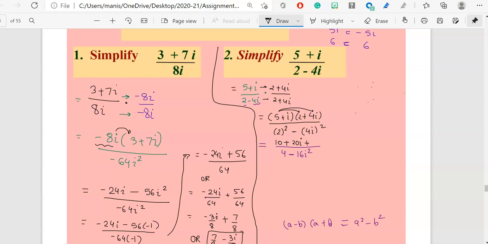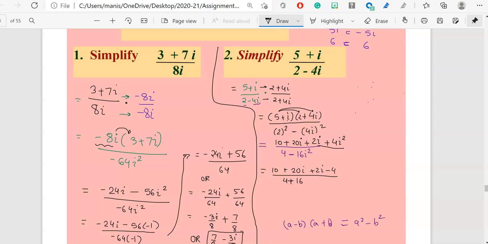Plus i times 2 gives me 2i, plus i times 4i gives me 4i square. Let me rewrite it: it is your 4i square. Why is it 4i square? Because I multiply i with 4i, it gives me 4i square. So let's go to the next step: 10 plus 20i plus 2i. Now you know i square is negative 1. Negative 1 times 4 gives me minus 4. And the denominator part is 4 minus 16 times i square, and i square gives me negative 1. I'll multiply it, and it changes to plus 16.